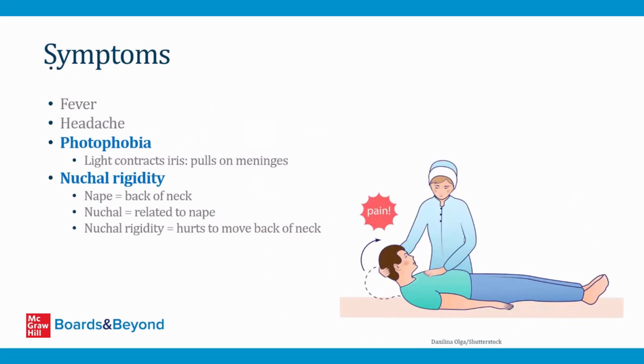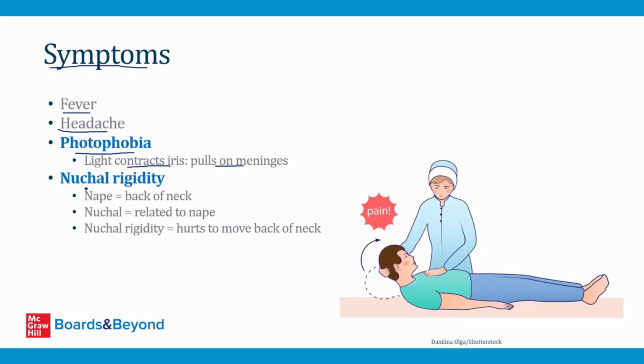Okay, so that's a nice segue into the symptoms or clinical features of meningitis. First of all, most patients with meningitis have a fever because it's an inflammatory process. They also usually have a headache, because of inflammation of the meninges, which are found inside the skull as part of the head. Another classic feature of meningitis is photophobia. Patients with meningitis will say that bright lights bother them. They will want to sit in a dark room. This is because light constricts the pupil and the iris, and this pulls on the meninges. So bright lights are bothersome for this reason.